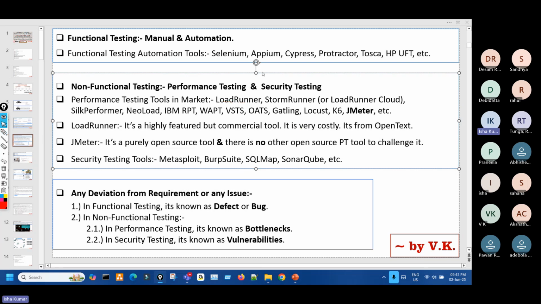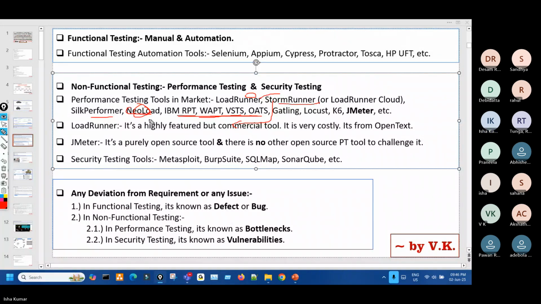Then others are also there, if you see. We have Stormrunner, which is the extended version of LoadRunner on the cloud. We have Silk Performer, Loon Load, IBM RPT, WPT, VSTS. Till here that you see. After LoadRunner, the next famous is NeoLoad, and these are becoming outdated. Okay, they are also paid. Paid means commercial. So you might not be hearing these tools very often. You may be hearing another tool called NeoLoad, but again that is also paid, right?